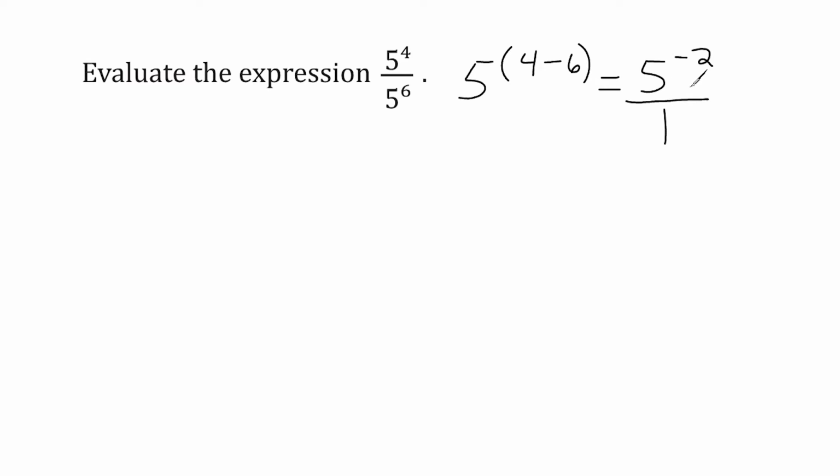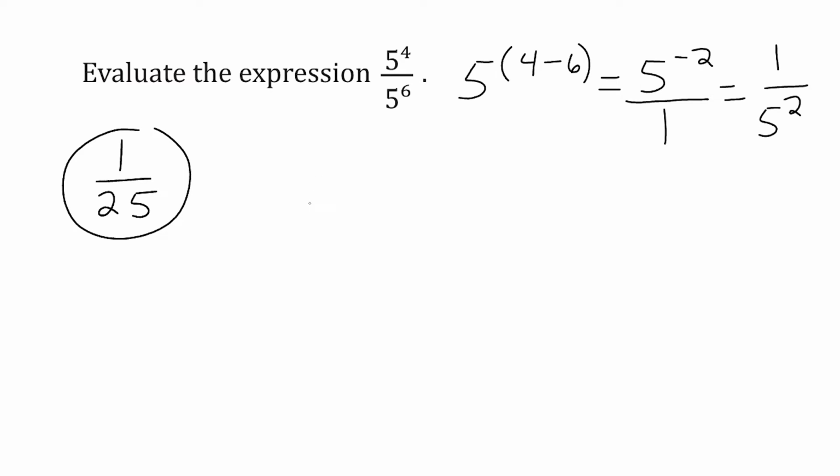Now, what we do then when we have a negative exponent is we just write the reciprocal of this. So we're going to take this and we are going to switch the numerator with the denominator. And when you flip it over, it ends up turning this exponent positive. So what we have here is 1 over 5 to the second power, which would be equal to 1 over 25. So 1/25 is the answer.